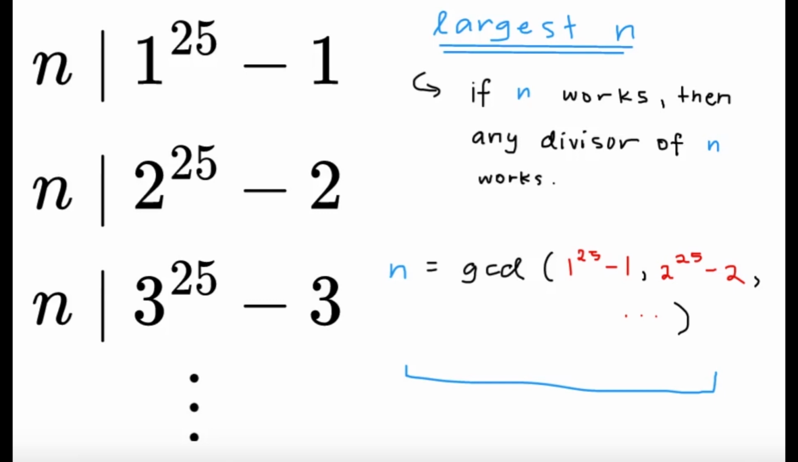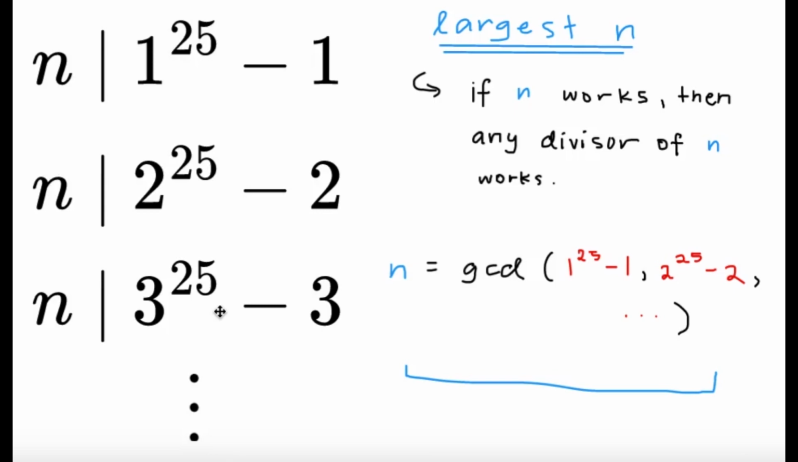Now, we can try to think of finding the largest possible value of n first, because since we're talking about divisibility here, if n works, then any smaller divisor of n works. Just because if n divides all of these, then it is pretty obvious that any divisor of n will also divide all of these. So we can just try to get the largest possible value of n, and then if I want to get all the other possible values, I'll just get the divisors of n.